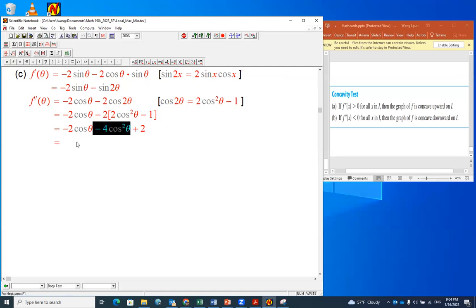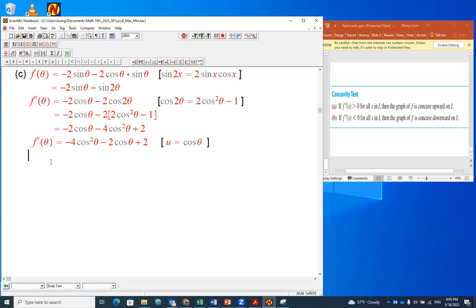I'm going to arrange this in decreasing order. Plus two, you see, that's a square. If in your mind you think of u as cosine theta, then you get negative four u squared minus two u plus two. We can do this explicitly or implicitly. So our second order derivative ended up like this.